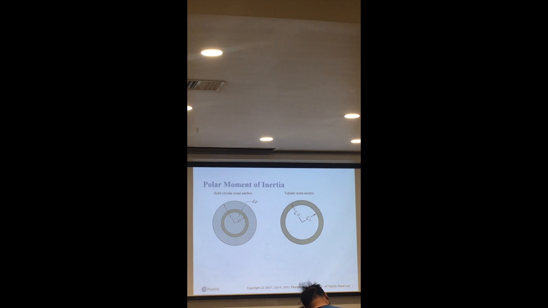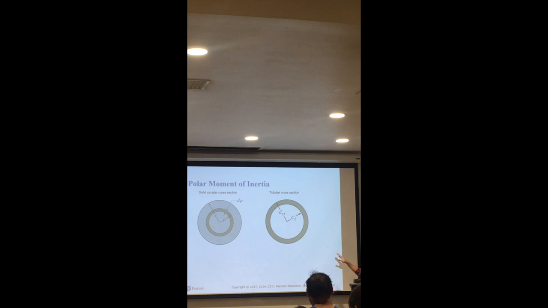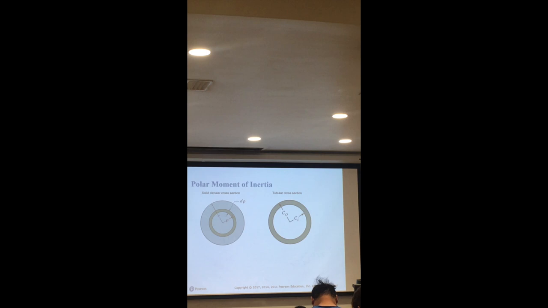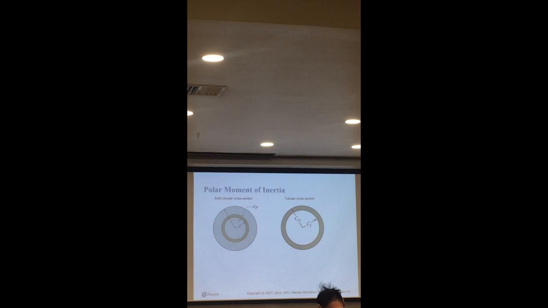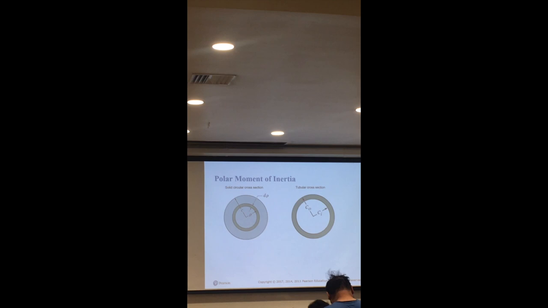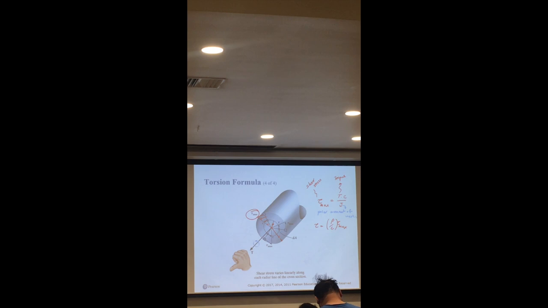I know I asked this last time as well, but let's say we apply the same torque. We have two shafts, same length, same material, same radius, but one of them is solid, one of them is tubular like this. If we apply the same torque, twisting moment, which one do you think will twist more? Tubular. Yes or no? Why? Lower polar moment of inertia. That's very good. Because everything else pretty much is the same except that J, the polar moment of inertia, and it is different for these two.